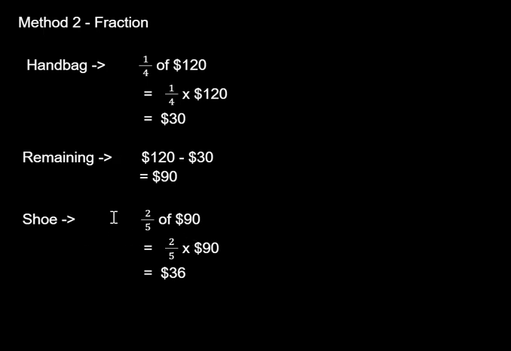So how much did she spend on the shoes? It's 2/5 of $90. So 2/5 times 90, if you multiply out, it's 180 divided by 5, so you get 36. So she spent $36 on a pair of shoes. Hope that helps.